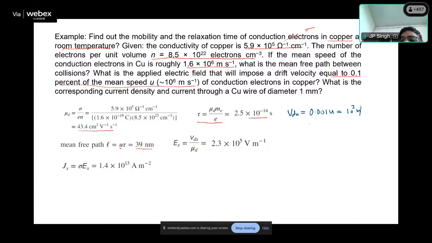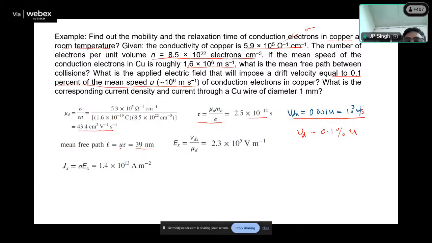So suppose I assume my drift velocity, see, the drift velocity is always much smaller than the mean speed. So electrons are moving with 10 raised to power 6 meter per second. That is without any electric field also they are moving, because they are fermions. So if I assume that my drift velocity is 0.1% of that mean velocity, that means 0.001 of u, and that comes out to be 10 raised to power 3 meter per second. So this is now my speed.